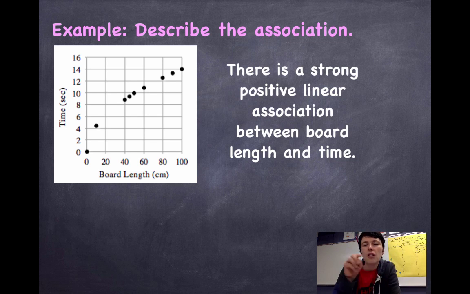And I'm going to be really good with my sentence. Look what I'm going to write. I'm going to write there's a strong positive linear association between board length and time. That "between board length and time" is an important part of my sentence. I'm trying to tell everyone that it's between those two variables that we're measuring. And I could easily sketch a line to kind of prove what I'm talking about.